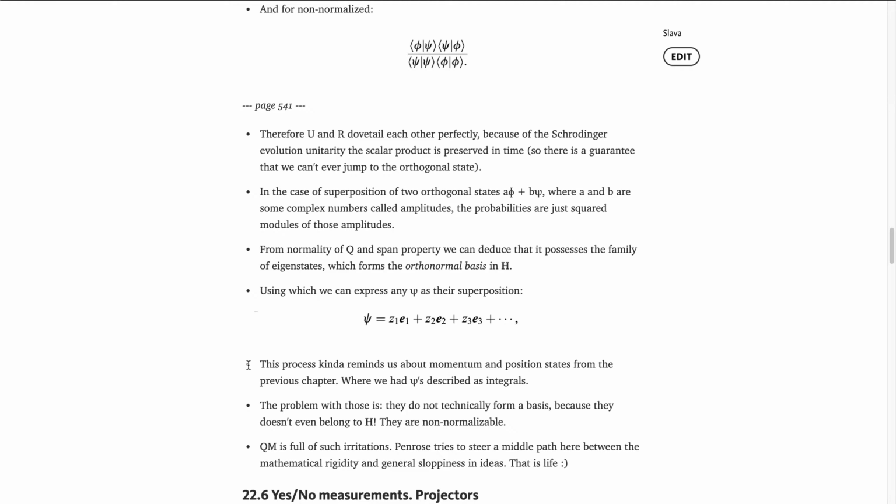I've never really been fully sure why the things we measure have to be eigenvectors of the observable that we're measuring. I don't know if there's an easy way to explain that. I've always just heard it taken as an axiom that anytime you measure something, it has to be an eigenvector.